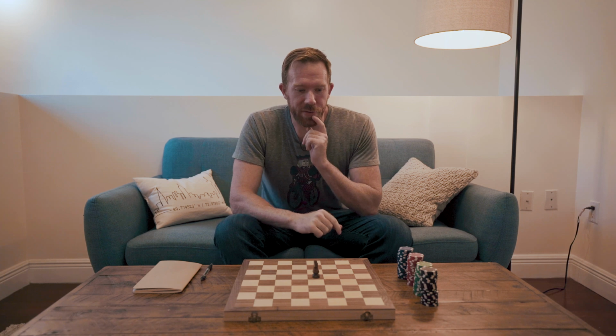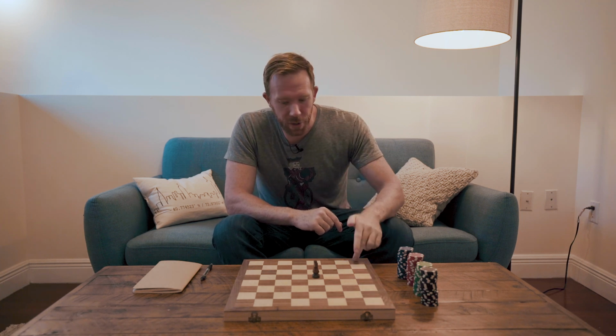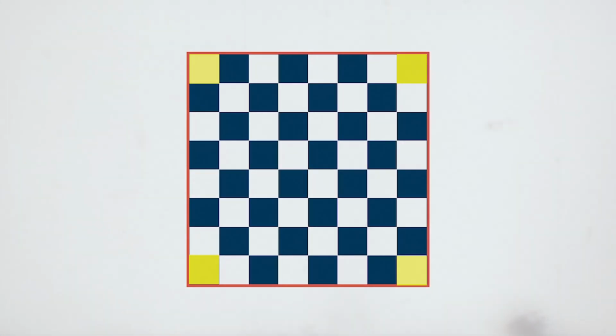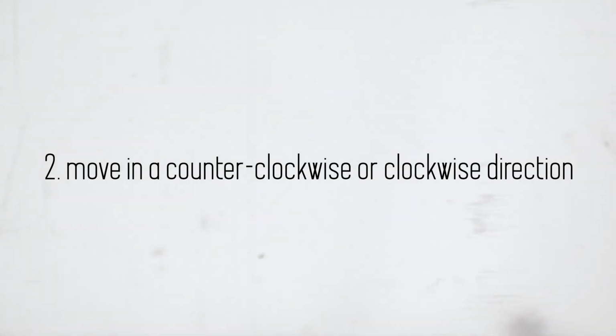All right, so let's do the first variation. And now the easiest part about this one is you're just starting in one of the 4 corners. Doesn't matter which one, but you gotta stick to these 2 rules. One is that you gotta stay to the outermost square that you possibly can. The second one is you gotta keep moving in a counterclockwise or clockwise direction. It doesn't matter which direction you choose, but you gotta stick with it throughout the game until you're done.